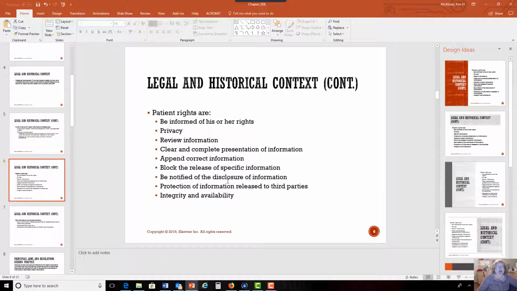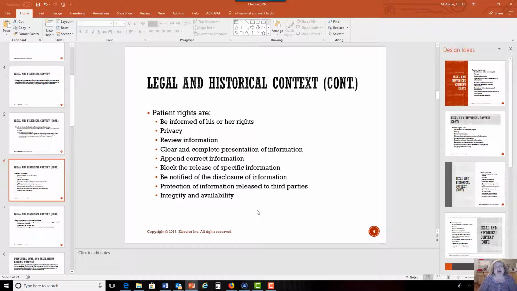And we want to remember what patients' rights are. We're very familiar with the Patient Bill of Rights, but we also need to be aware of what their rights are in regards to information. Patients have the right to review their information, and they have the right to clear and complete presentation of that. They have the right to append or correct information. So if that information is incorrect, they can say, hey, this is wrong and you have to fix it.